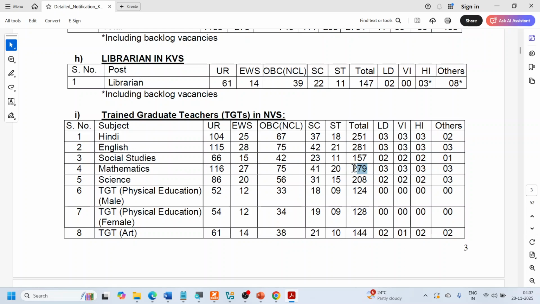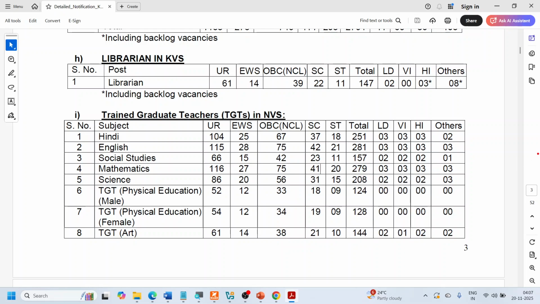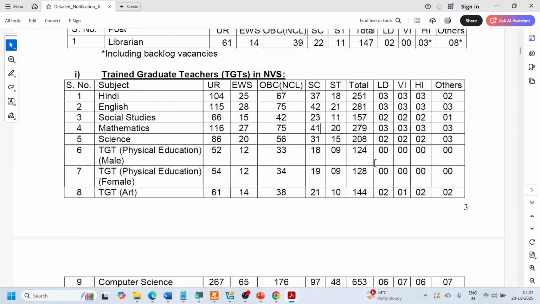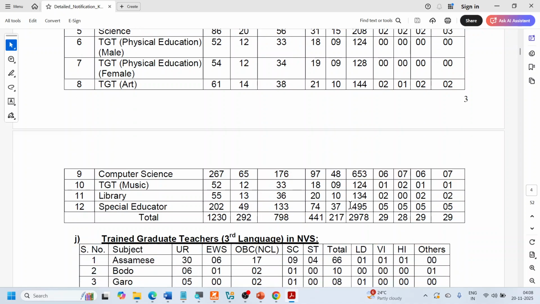Again, you have 279 posts for mathematics and 208 for science available. However, for Navodaya Vidyalaya, you have computer science as a separate one, wherein your BC students can apply, and you have a trending job of 653 altogether. We are including all the reservation. 653 posts are available there. So this is a huge number that you know very well.